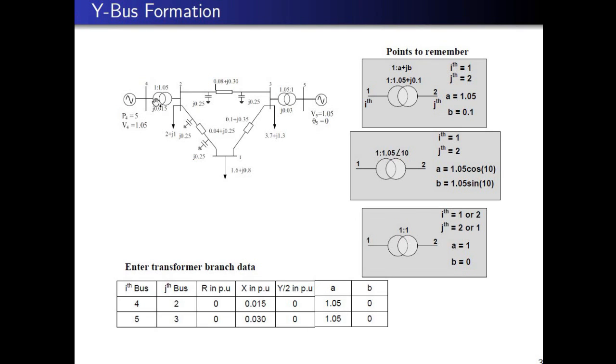For example, if this is the transformer connected between 4 and 2, then 1 is connected to the fourth bus, therefore the ith bus is 4, and 1.05 is connected to the second bus, therefore the jth bus is 2. R is 0 here, no R here, and X is 0.015, the per unit reactance of the transformer. Here Y by 2 is 0, and A is the real part 1.05, and there is no imaginary part here, therefore B is 0. Similarly, the other transformer is also entered.